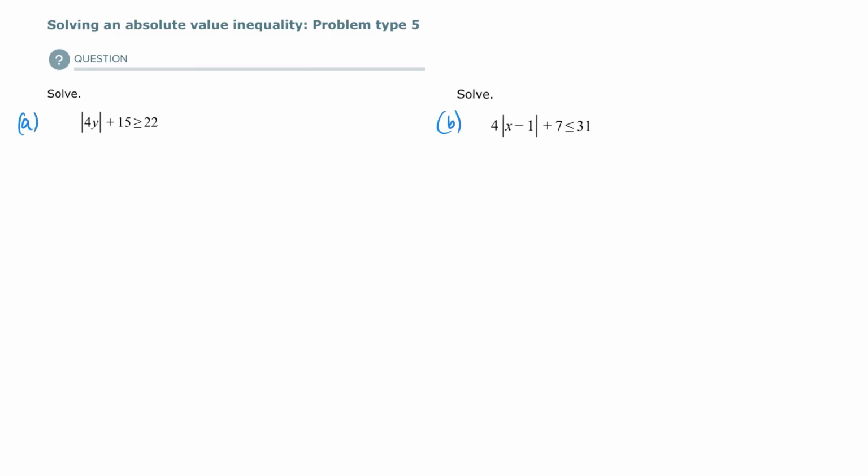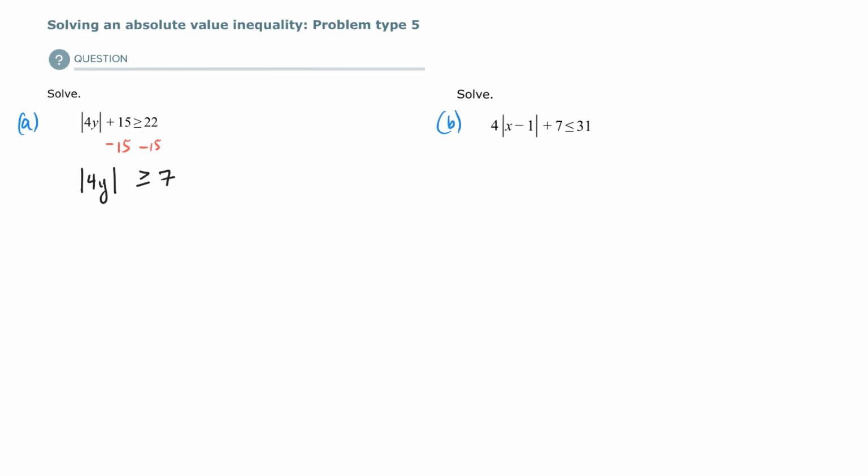With absolute value inequalities, the first step is to isolate the absolute value on the left-hand side of the inequality. Let's begin with that. Let's subtract 15, and now we have isolated the absolute value: the absolute value of 4y is now greater than or equal to 7.